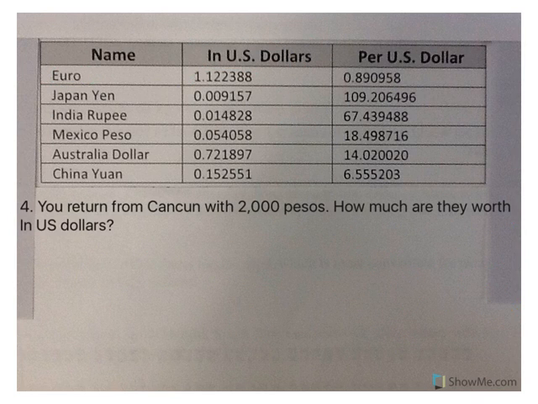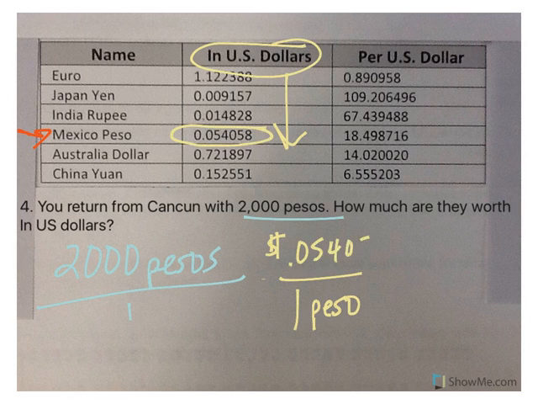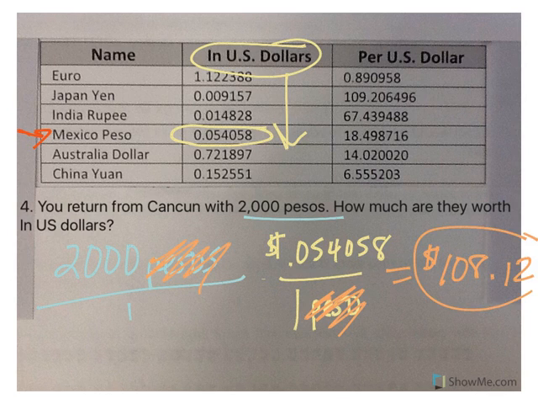In number 4, you return from Cancun, that's Mexico, with 2,000 pesos. How much are they worth in US dollars? Well, I'm starting with 2,000 pesos. I want to turn them into US dollars, right? Not Australian dollars. So that means I want 1 peso on the bottom. I want to put that in US dollars, so that's this column. So I'm looking at 0.054058. That makes my pesos go away. I multiply across, and I end up with $108.12 rounded to the nearest penny.